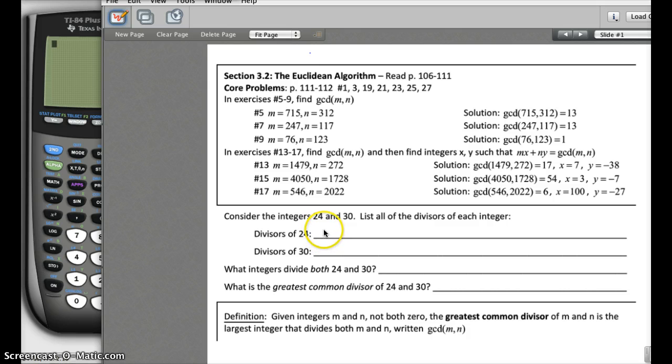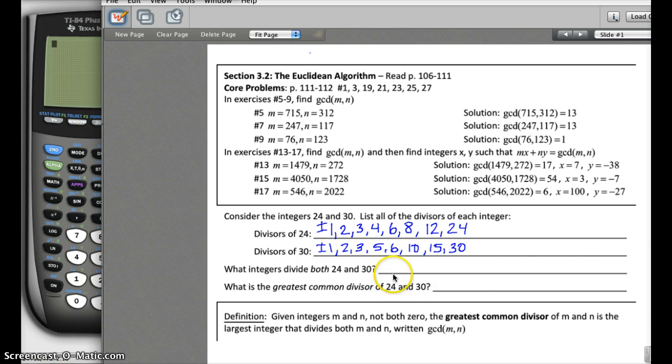So let's start just by thinking about divisors before we think about greatest common divisors. For example, for the number 24, thinking about numbers that divide 24, they could be either positive or negative. 1 divides 24, 2, 3, 4, 6, 8, 12, and 24. So both the positive and negative of each of these. Then for 30, same thing, both positive and negative. 1 divides 30, 2, 3, 5, 6, 10, 15, and 30.